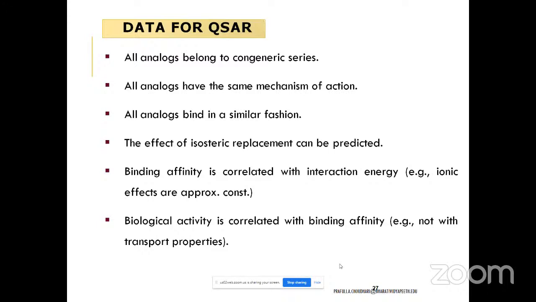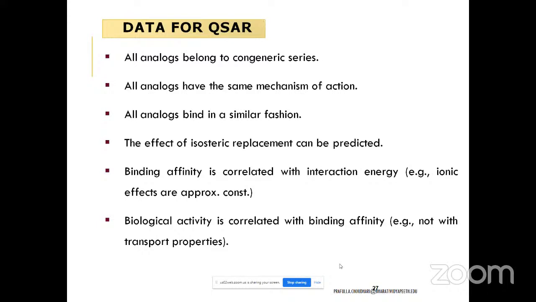the congenericity should be there, because these physicochemical properties solely depend upon the chemical behavior of the chemical structure or the structural pattern of the system, and this structural pattern can be correlated. And if the structural pattern changes, there will be a huge change in the physicochemical properties, and that can be observed in case of QSAR, or that can lead to false QSAR model generation.